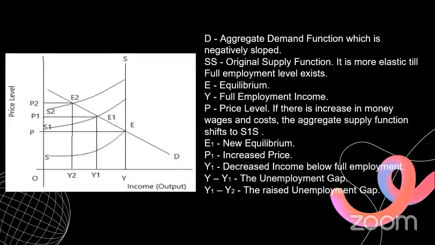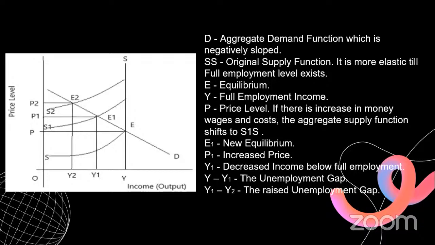In the diagram, D is the aggregate demand function, which is negatively sloped. SS is the original supply function, which is more elastic till the full employment level exists. E is the equilibrium, Y is the full employment income, and P is the price level. If there is an increase in money, wages, and costs, the aggregate supply function shifts to S1.